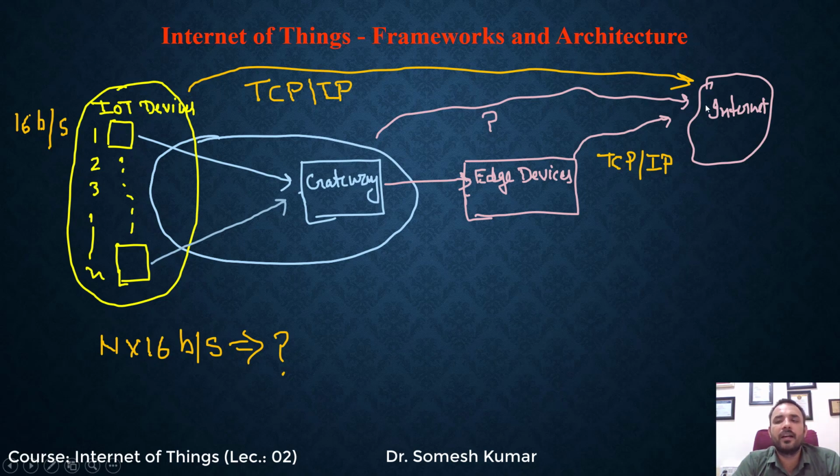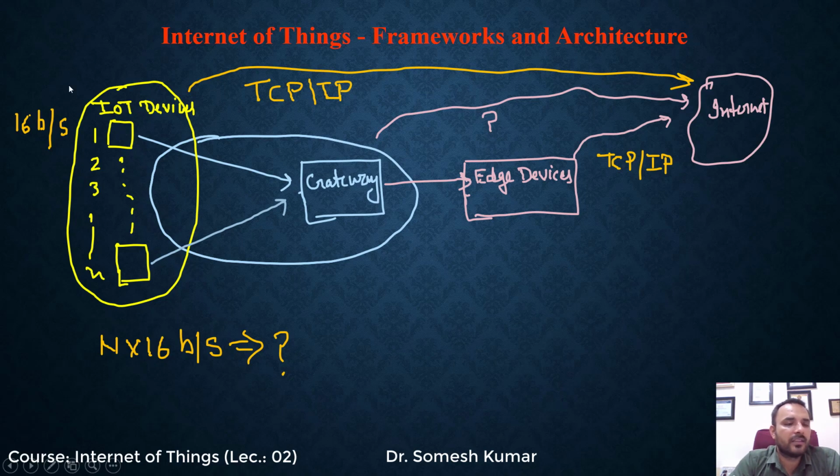Gateway can directly connect to the internet or directly send the information to the edge devices. Basically the difference between gateway and the edge devices is that edge devices are bigger in size, and not only in size but also in terms of processing things.